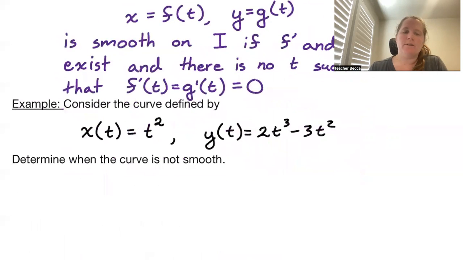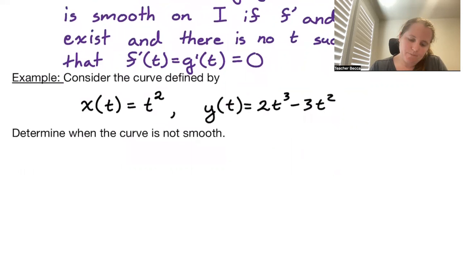So for example, let's consider the curve defined by x of t equals t squared and y of t equals 2t cubed minus 3t squared. Our job is to determine when the curve is not smooth. So the first step is to find the critical values of x and y.